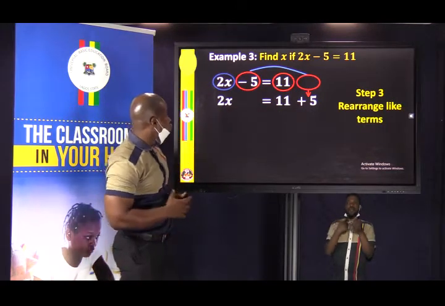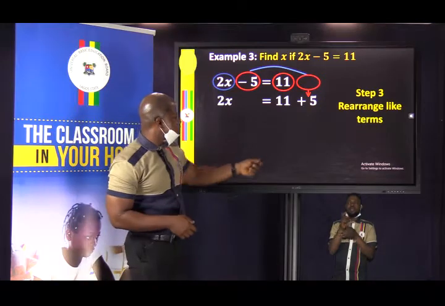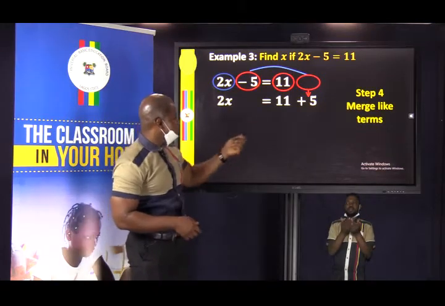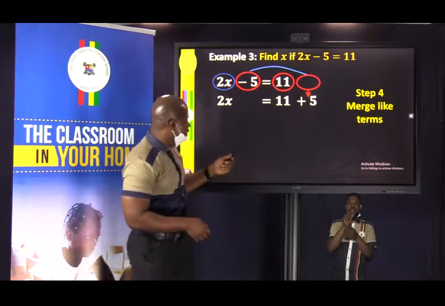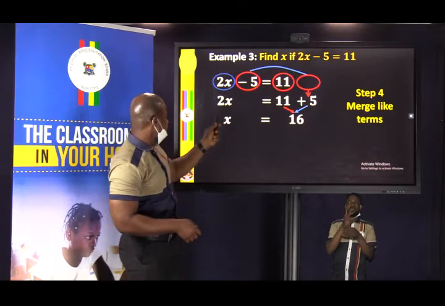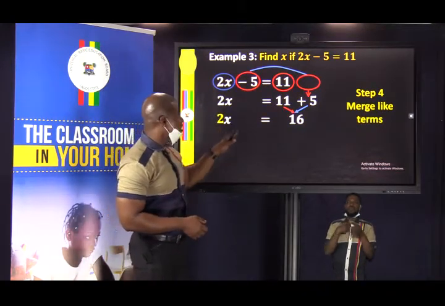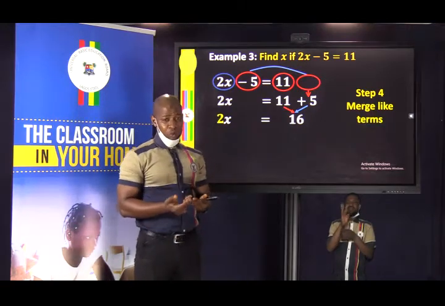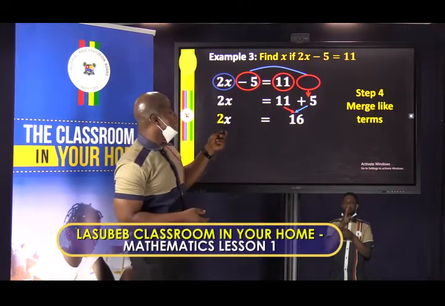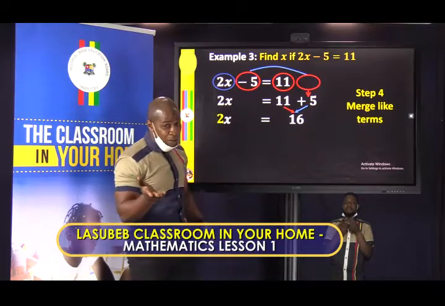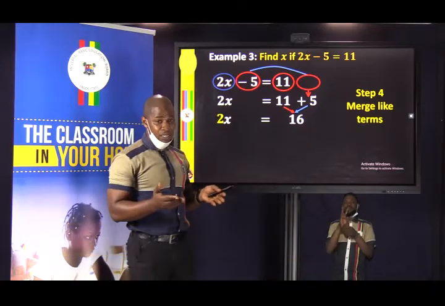Then we'll bring down 2x. Now we can simplify further. We match like terms. 11 plus 5 gives us 16 here. On this side, there is nothing to match. I just have 2x. So we are saying 2x is 16, and the answer should be quite clear. I multiplied 2 by a number to give me 16. What is the number? 2 times what will give me 16?